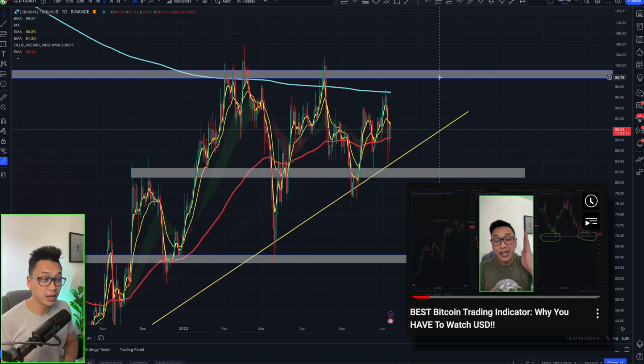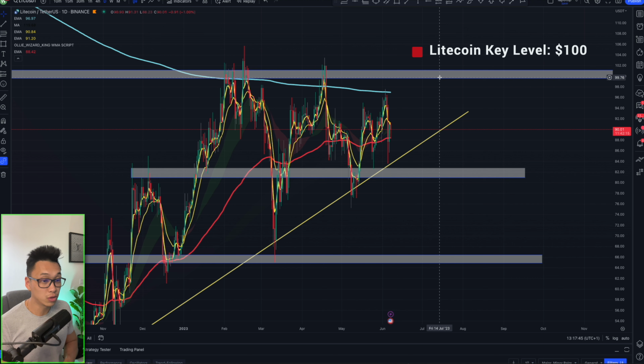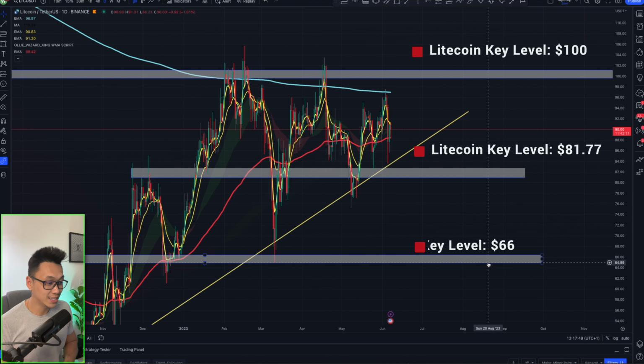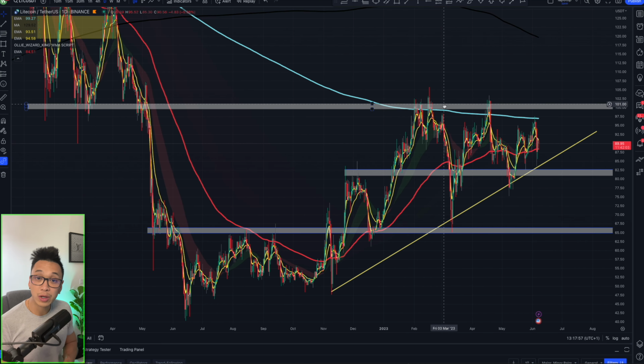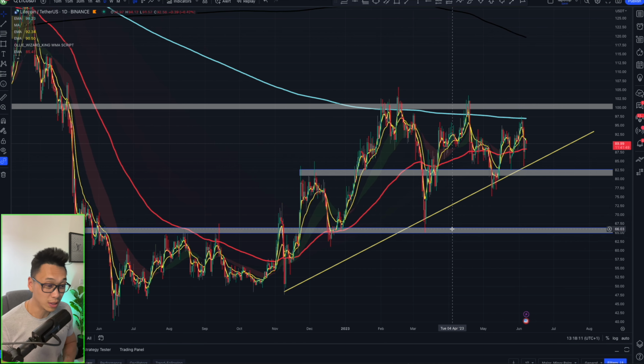So here are the 3 key levels: number 1 at 100, number 2 at 81.77, and then number 3 at 66. The reason we have the top one is we can see this is rejected multiple times, a triple top if we must say, and that's kind of following Bitcoin, because if you remember, Bitcoin hit 30k and kept rejecting. So Litecoin's done a similar thing. We've got this lower one, which was a resistance and then became a support. And look at this one here on the 12th of March. It literally wicked to it. You can't make this up.